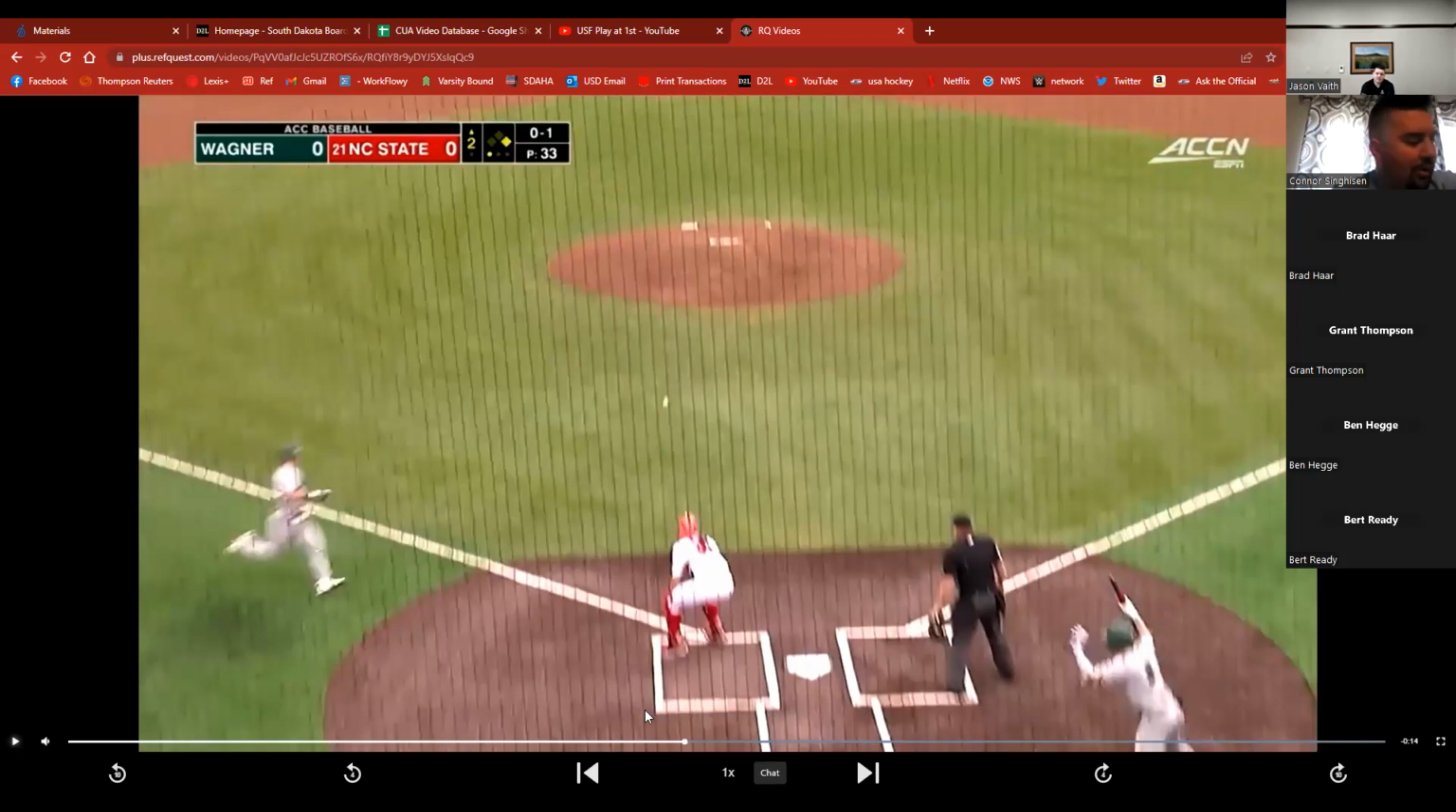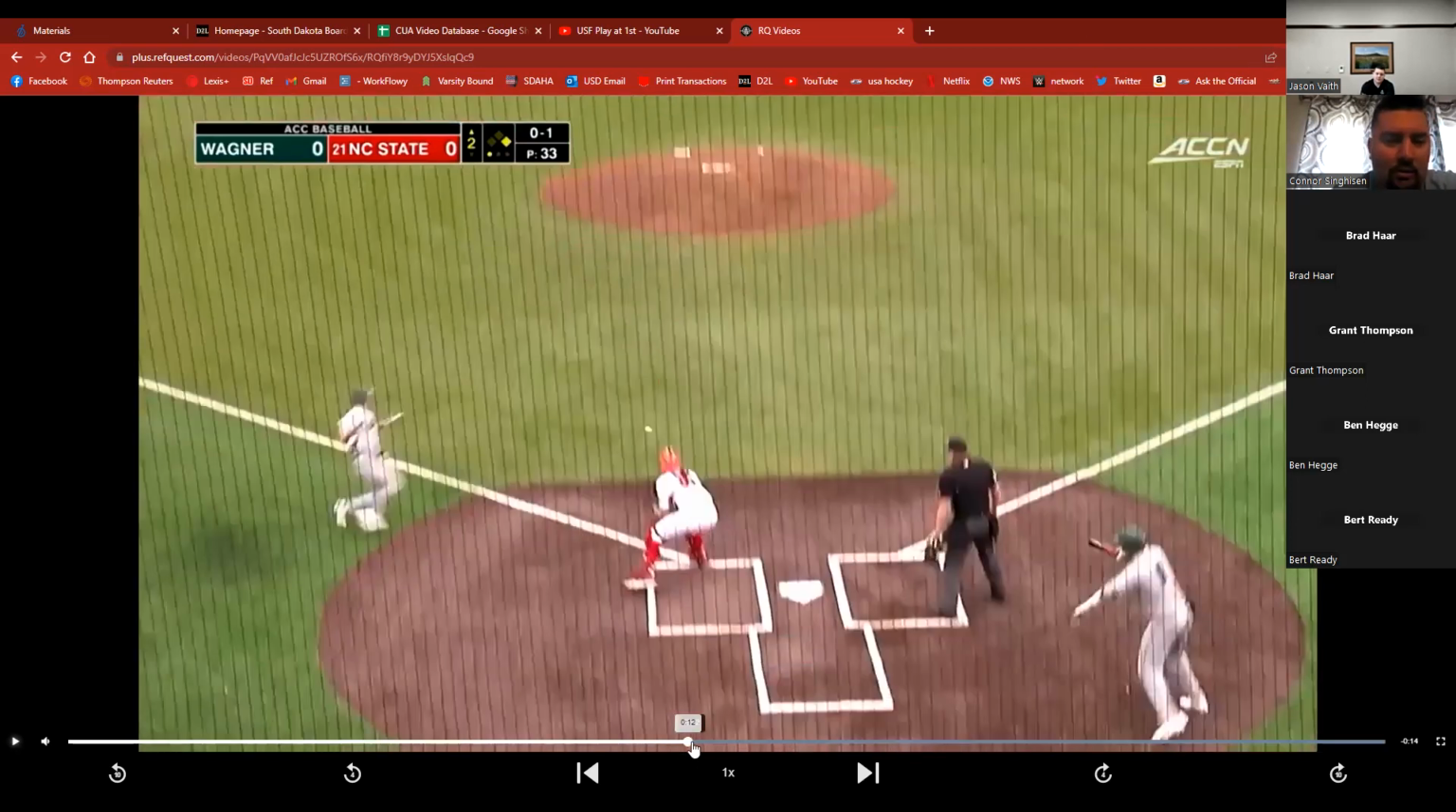I gotta find my tracker here. My Zoom controls are in the wrong spot right now. Gotcha. Right here? Right here.